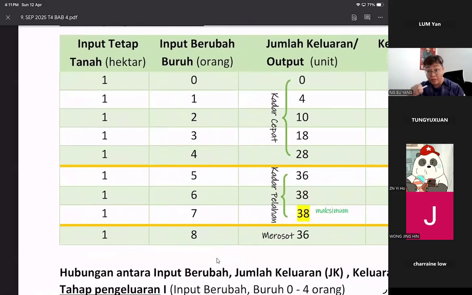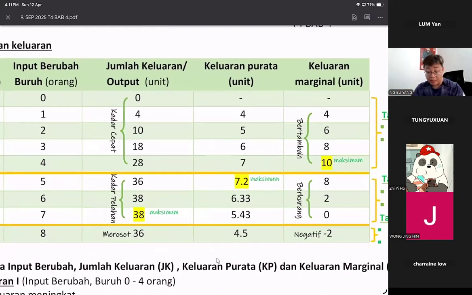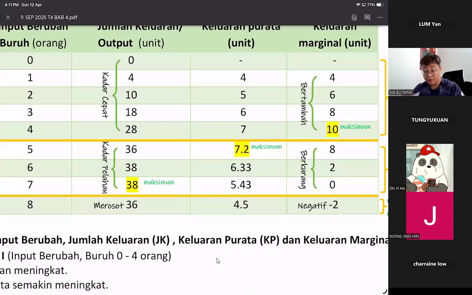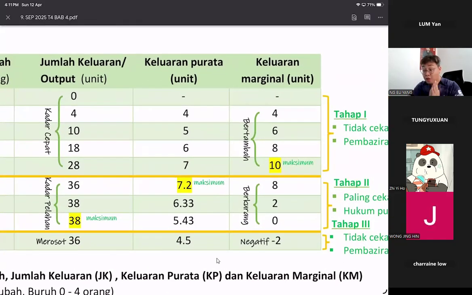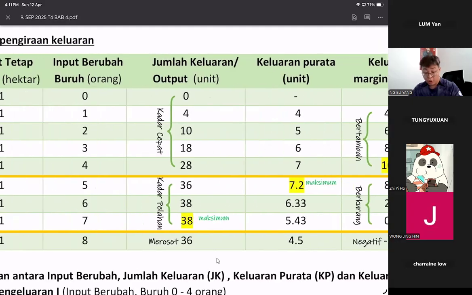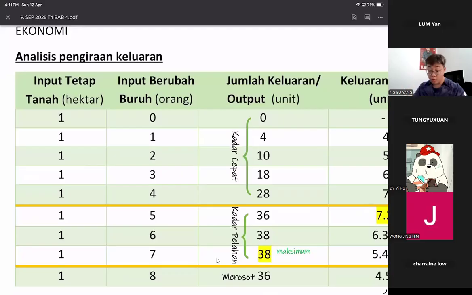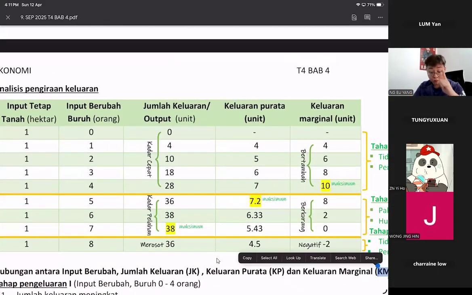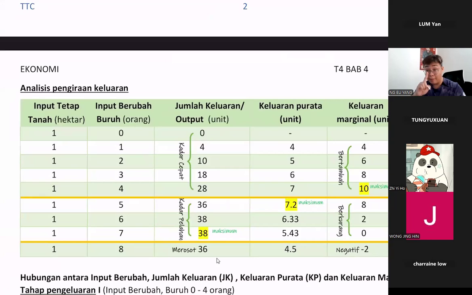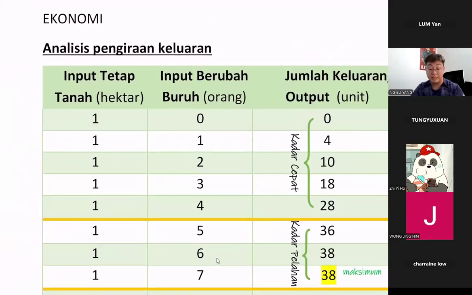So which means we are trying to fully utilize all the input berubah, buruh, within the input tetap, tanah. So that's why the jumlah keluaran and keluaran purata have the maximum point after the keluaran marginal, as we are utilizing all the input, that is input berubah and input tetap. So what's the meaning of keluaran marginal maximum point? It is that we can let the buruh keempat produce the maximum of 10 units. For the buruh keempat, it's only able to maximize the use of input berubah, but we still have a lot of space in the tanah, input tetap.